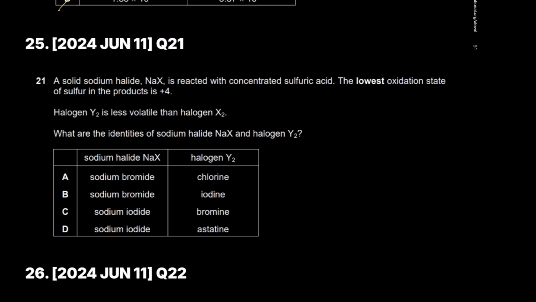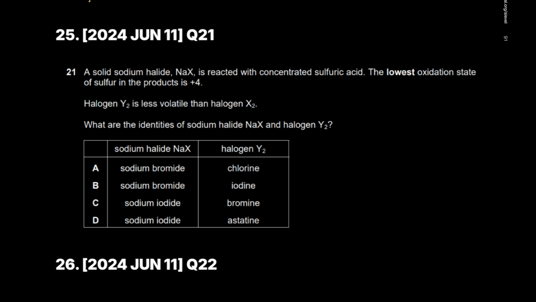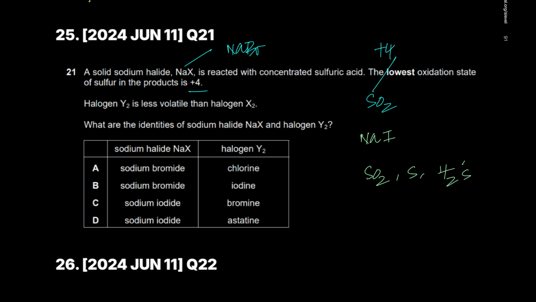So that's the idea. Question 25 says a solid sodium halide, NaX, it can be NaCl, NaBr, whatever, reacts with concentrated sulfuric acid, and the lowest oxidation state of sulfur in the products is +4, which means it's SO2. It gives you SO2 as the lowest oxidation state, and NaX must be sodium bromide then, because if it was sodium iodide, it can give you SO2, it can give you S, it can give you H2S even, in which sulfur is -2, here it's 0, and here it's +4.